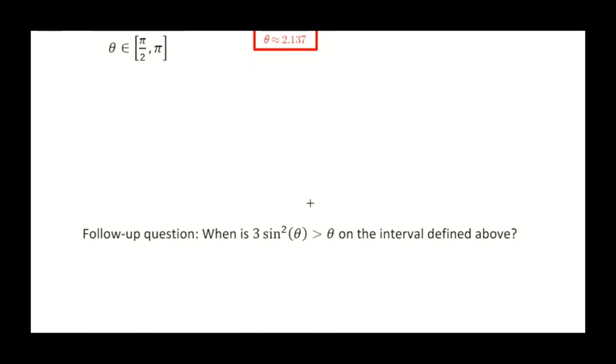So when is that first function, and just to clarify here, let's make this a little darker so you can see it a little better. You just hit enter on that. So you see the dark function. We want to know when is that above the other function on this interval. And it looks like it's going to be above the function before we hit that theta. So it's going to be from pi over 2 to that theta value, which is 2.137.